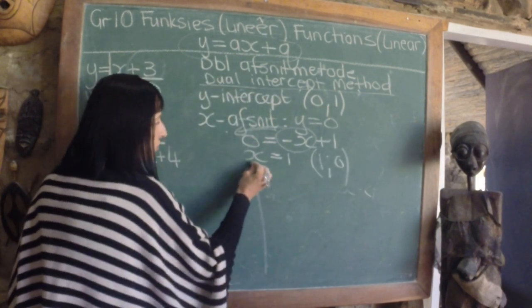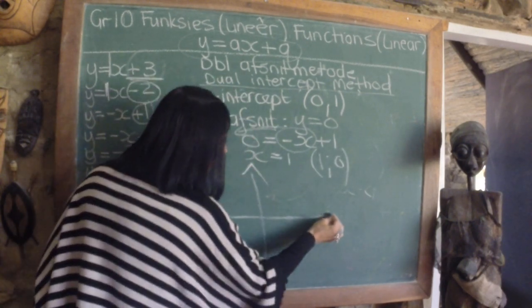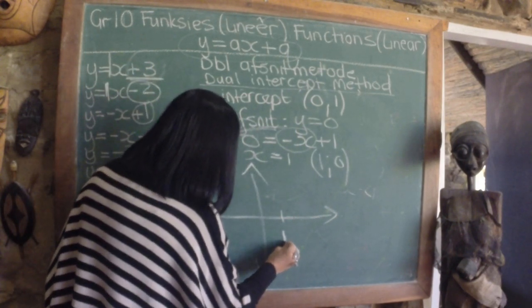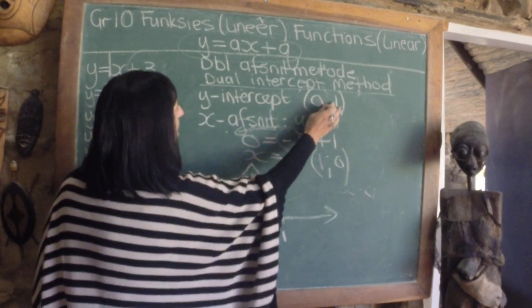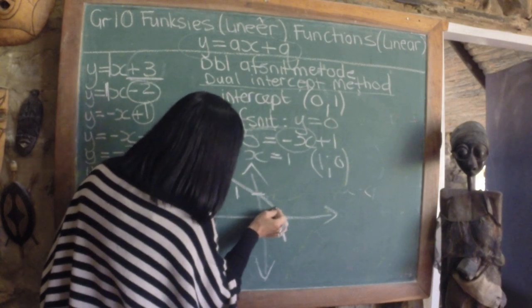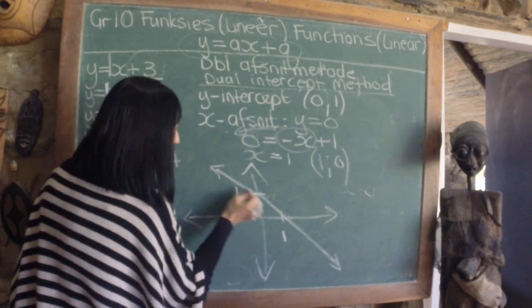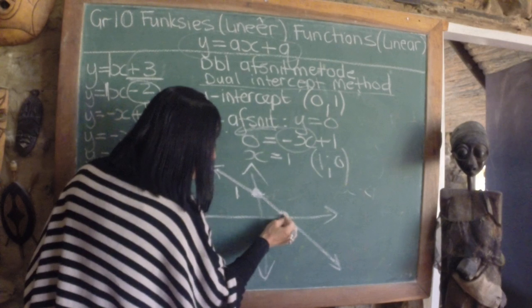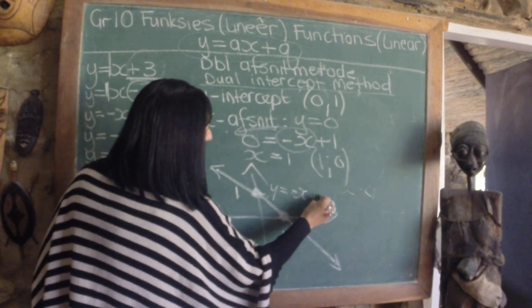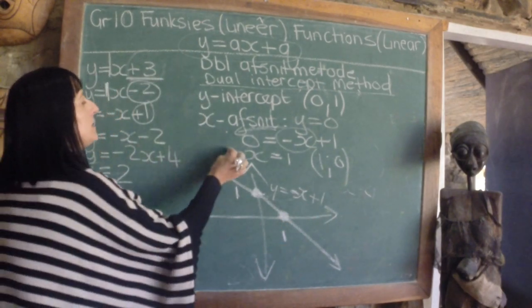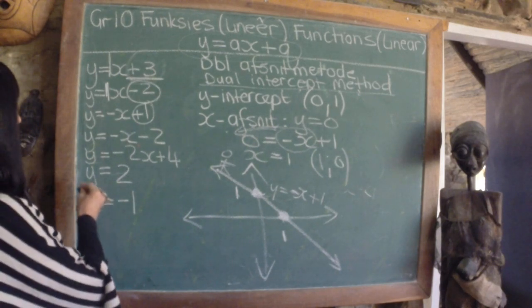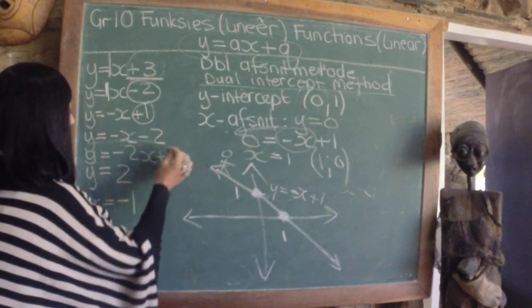Let's draw the function. Very, very easy. We've got an x value of 1 and a y value of 1. So let's draw the line through the 2 points. Maak jou punte, gebruik jou lineaal. En sy naam is y is gelyk aan -x plus 1. It's a descending line because the gradient is negative. Kom ons gaan kyk gou-gou na nog eenetjie.